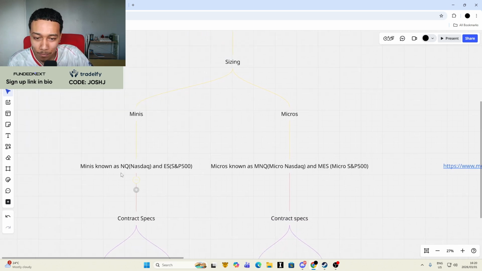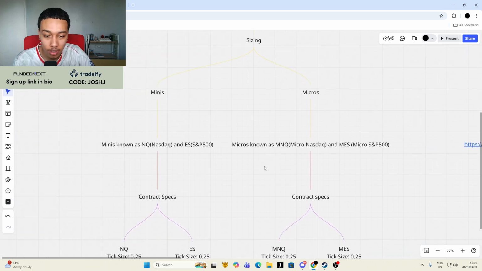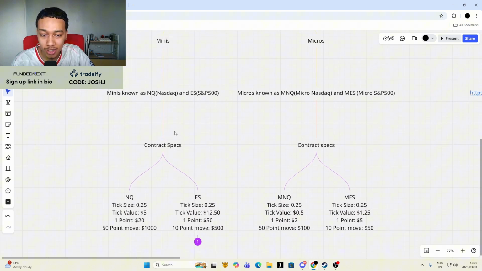But anyways, mini is known as NQ for NASDAQ and ES for S&P 500. And micro is known as MNQ for micro NASDAQ and MES for micro S&P 500, right? So let's go over the contract specs for ES and NQ.